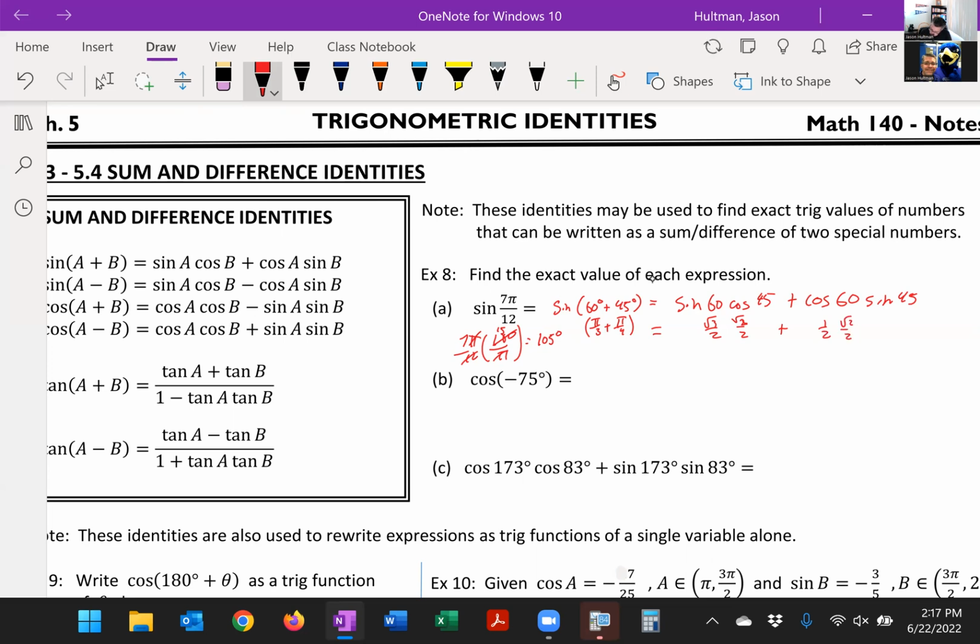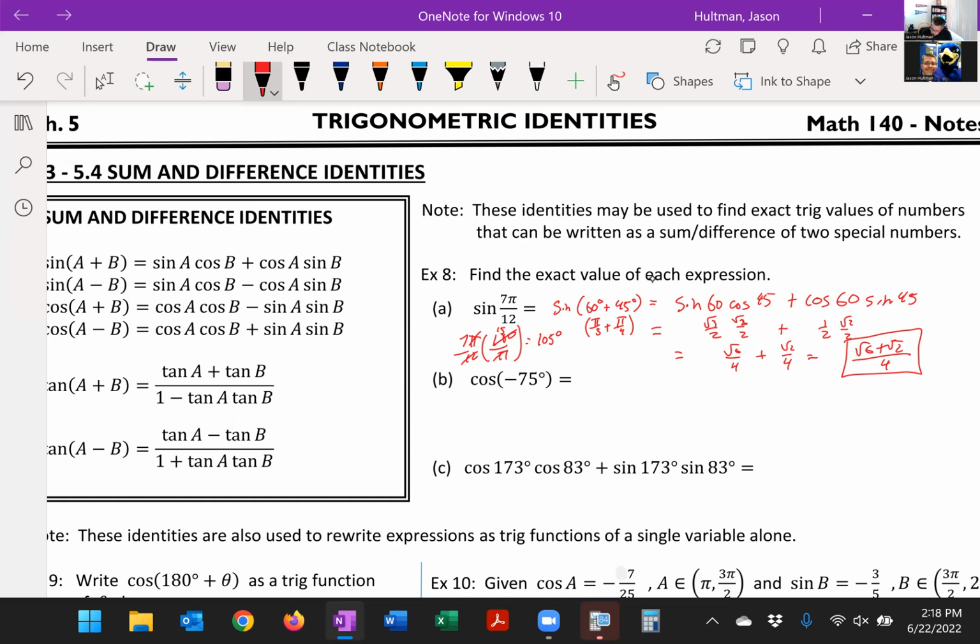So this becomes radical 3/2 times radical 2/2, which is radical 6 over 4, plus radical 2 over 4, which is equal to radical 6 plus radical 2 all over the common denominator 4. Okay, so that's what the sine of 105 is.